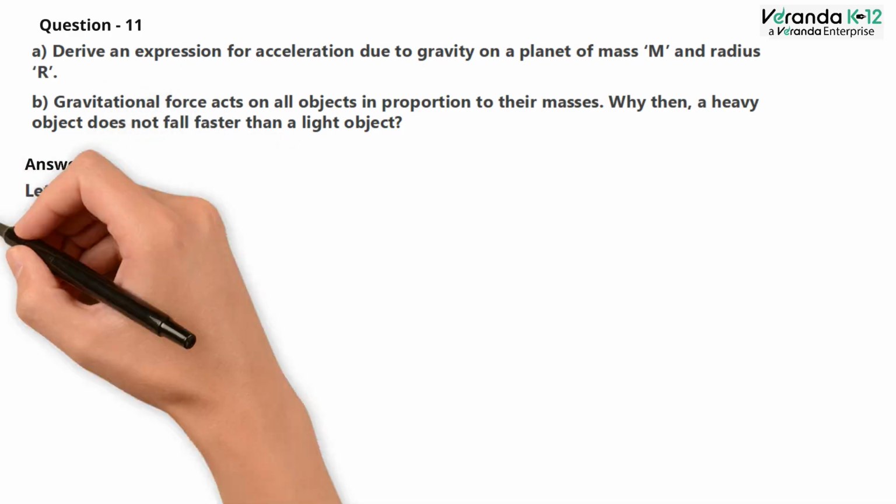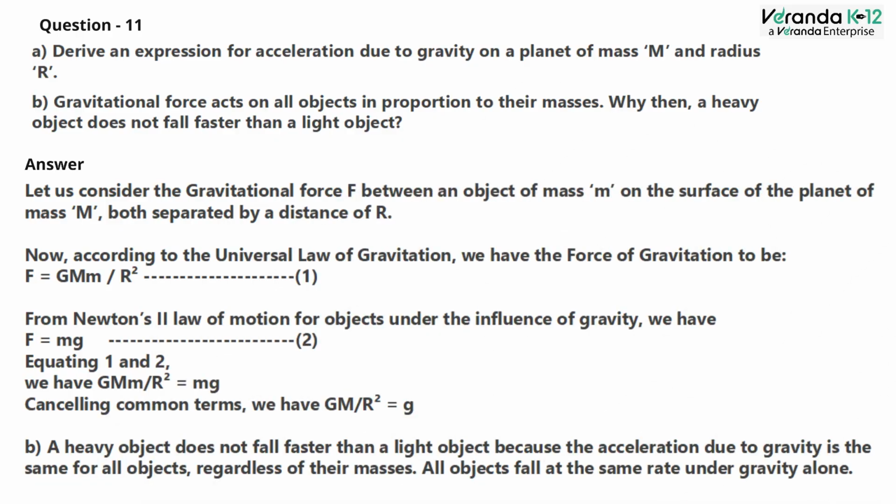Let us consider the gravitational force F between an object of mass small m on the surface of the planet of mass capital M, both separated by a distance of capital R. Now, according to the universal law of gravitation, the force of gravitation is capital F equal to GMm by r squared. From Newton's second law, for objects under the influence of gravity, we have F is equal to mg. Equating 1 and 2, we have GMm by r squared is equal to mg. Cancelling common terms, we have GM by r squared is equal to small g.